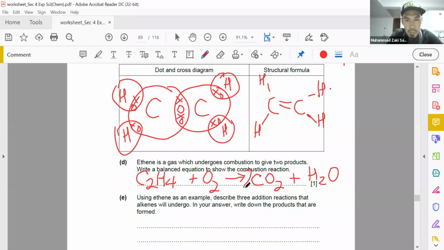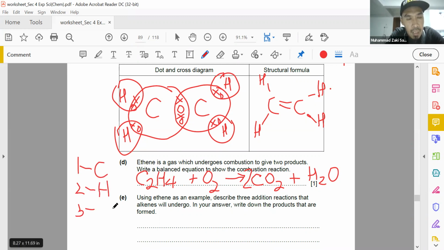Okay, then the carbon balance. Now, if you see this combustion equation for alkanes and alkenes, you can memorize that. There are 3 steps here. First, you balance carbon first. Then you look at the hydrogen and you balance the hydrogen. And lastly, you balance the oxygen.